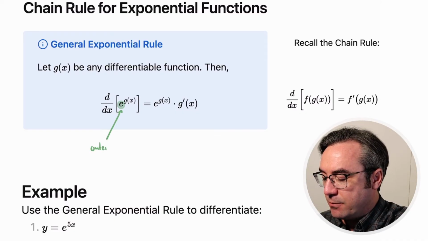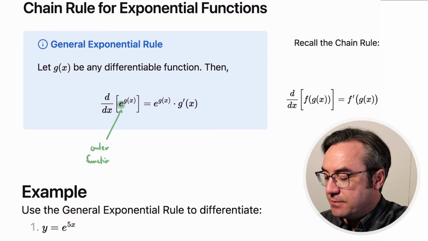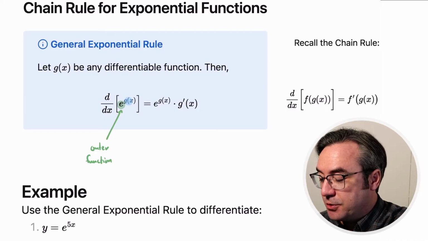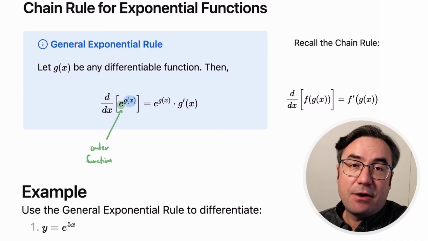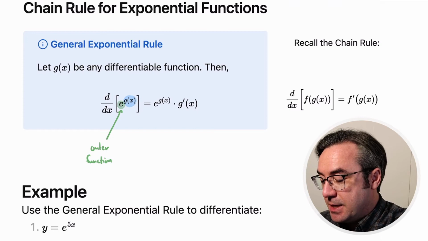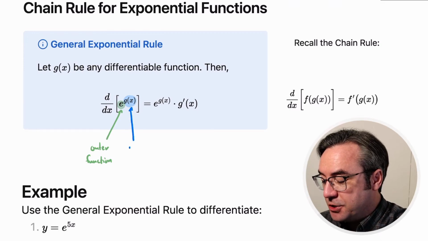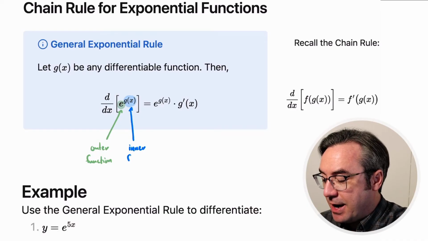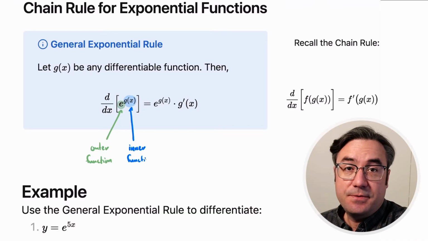If you remember back when we talked about chain rule, there was the outer function for our composition, and then there was the inner function, the terms that are being plugged into that outer function. And so our inner function in this case is the stuff that's up in the exponent, and our outer function is that exponential.